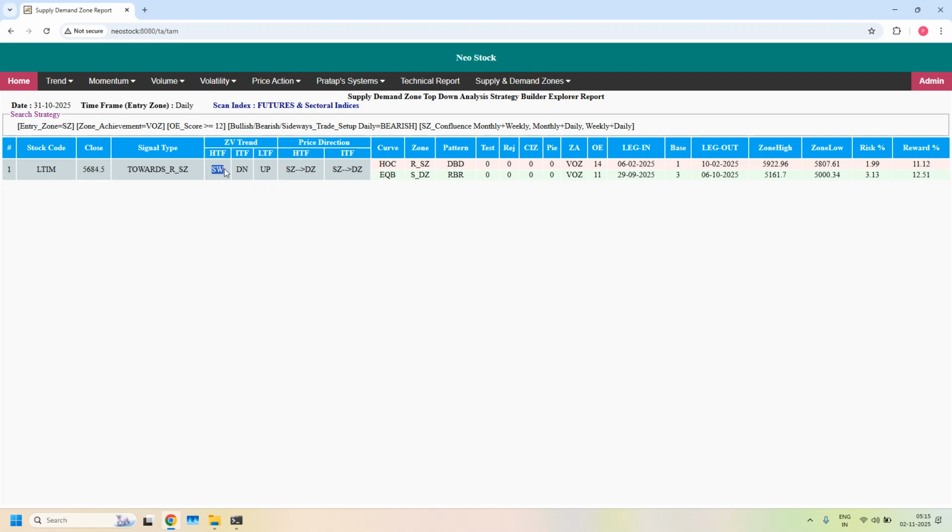But the monthly trend is sideways. For a sideways trend, you should not apply EMA confluence, so I am not applying it. So it's not a high priority daily supply zone as per the second strategy.